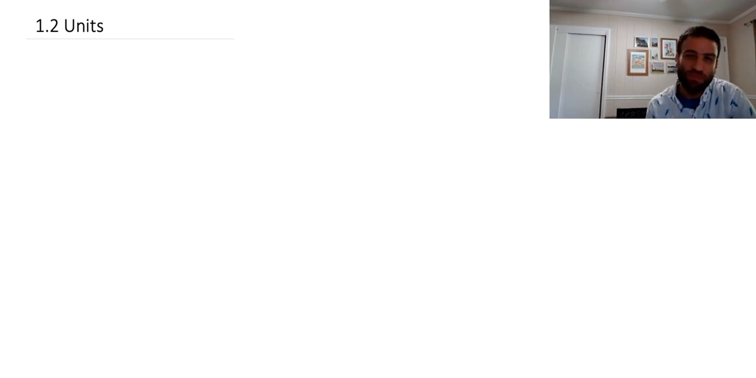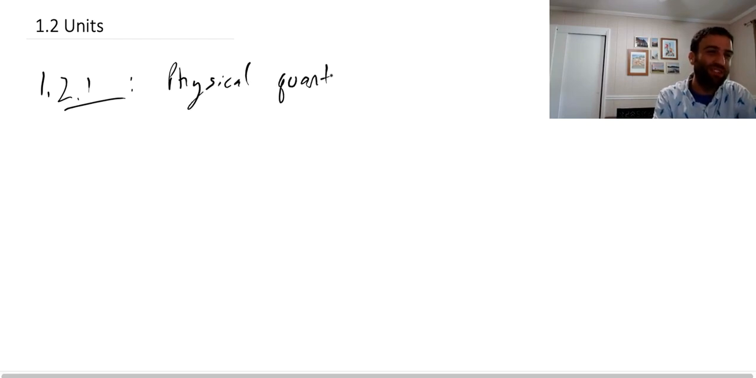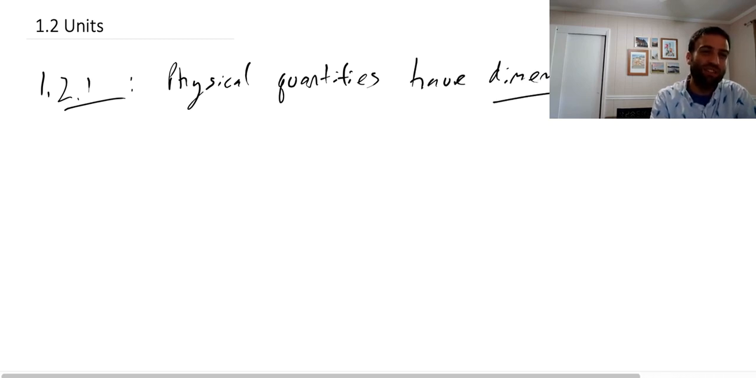Okay. So great. Section 1.2.1 says that physical quantities have dimensions. And what is a dimension, right? Dimensions are some kind of abstraction that tells us the sort of thing a quantity is. So a physical quantity typically has a number associated with it, and it has a unit that refers to a type of dimension, right? And we all know this.